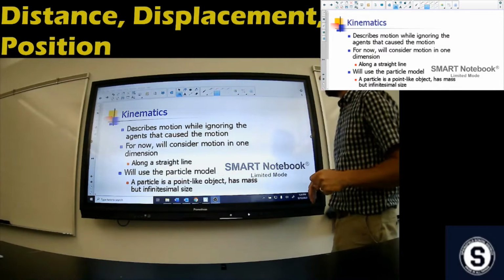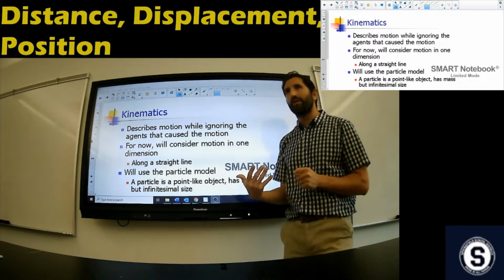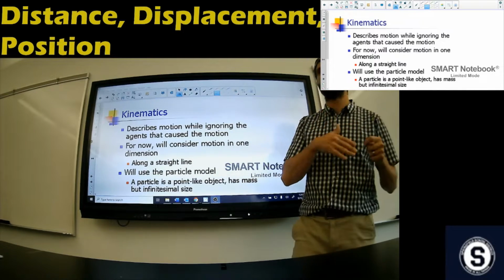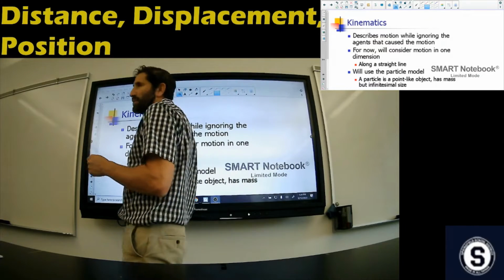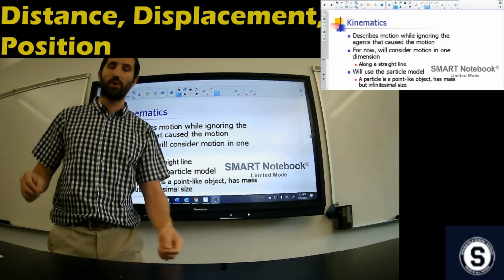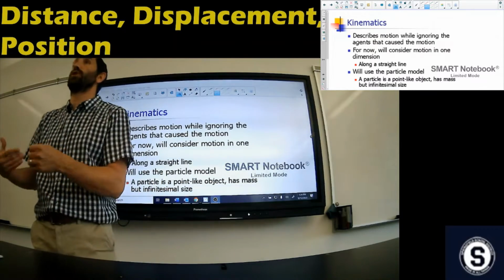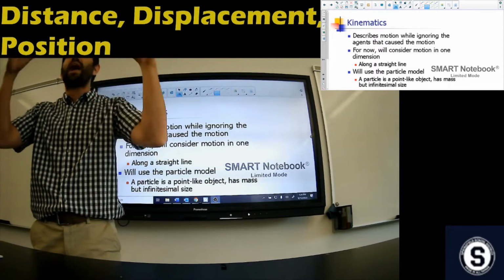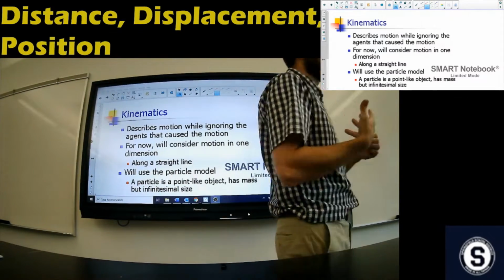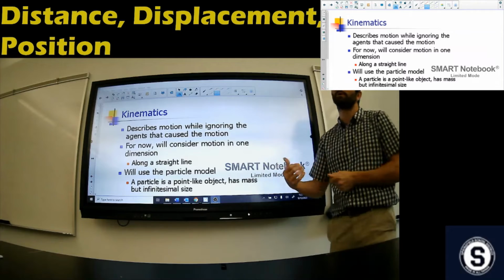And we're going to use the particle model. All that means is that the size of the moving object has no impact on how we describe its motion. Whether we're talking about a freight train or a marble, we're going to describe its motion without accounting for the size of the object. So that really has no bearing on what we're doing right now.